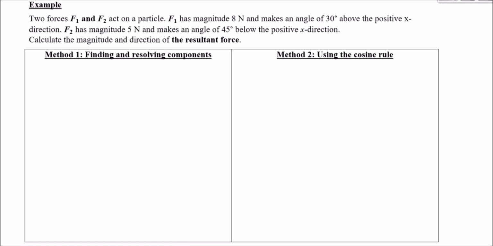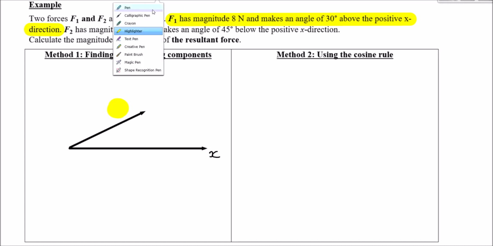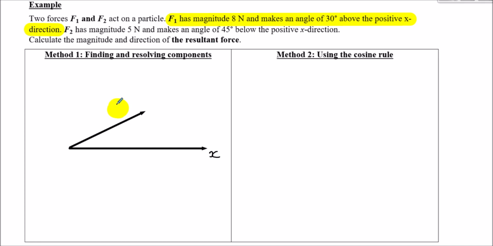So what I'm going to do here is just add on the positive x-axis like so. Then we can label on the extra information. So we've got here F1, magnitude 8, and it's 30 degrees above the positive x direction. So let's call this F1. F1 is 8 newtons magnitude, and it's acting at an angle of 30 degrees above the positive x-axis like so.